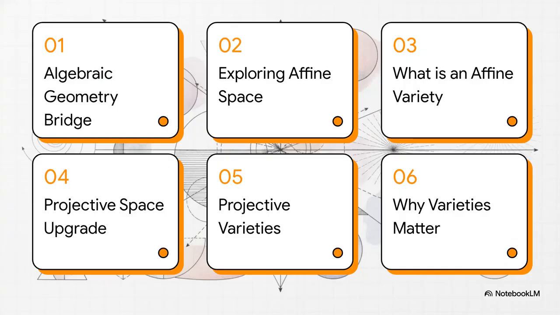Now, to avoid completely overloading ourselves with these dense concepts, we're going to follow a pretty clear structural map today. We'll start with the algebraic geometry bridge, explore affine space, define an affine variety, and then upgrade to projective space to define projective varieties, before wrapping up with exactly why these varieties matter so much.